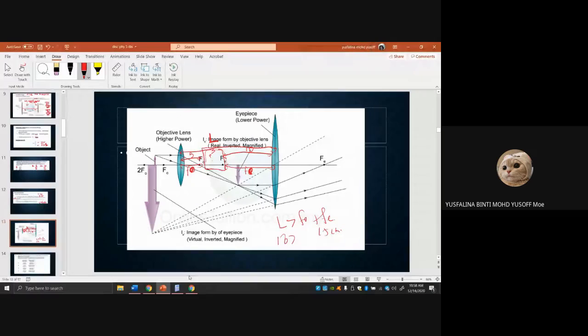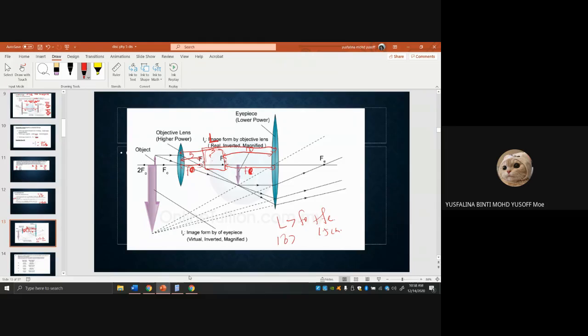L is actually from the center of the objective lens to the center of the eyepiece lens. FO is from here to here and FE is from here to here. Then you can see there is still a gap. If you want to count the L, there is still a gap here that you need to count. So that means L is bigger than FO plus FE.